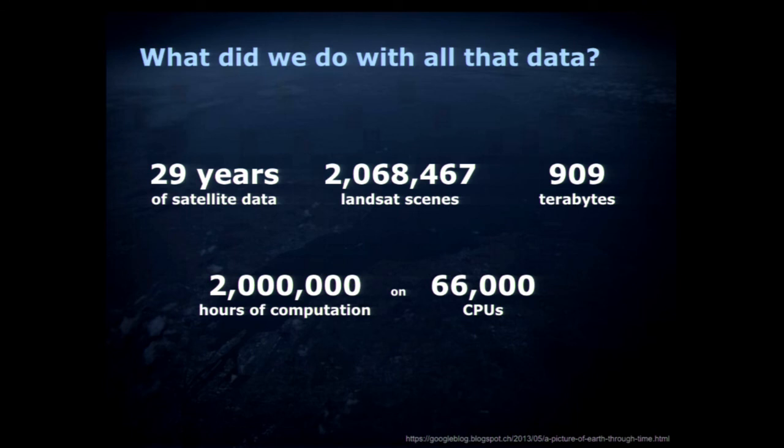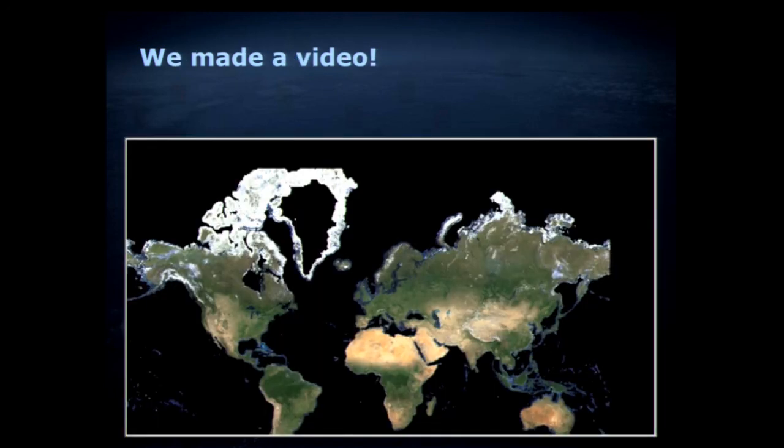So, we downloaded 29 years of satellite data, 2 million scenes at the time, almost a petabyte of data, and processed the heck out of it for 2,000 CPU hours. We're Google. What do you suppose we did with it? We made a video. That's what Google does, yeah? So you can see in this image, there's some squiggly bits. They're white, they're blinky. That's seasonality that you can see up at the North Pole.